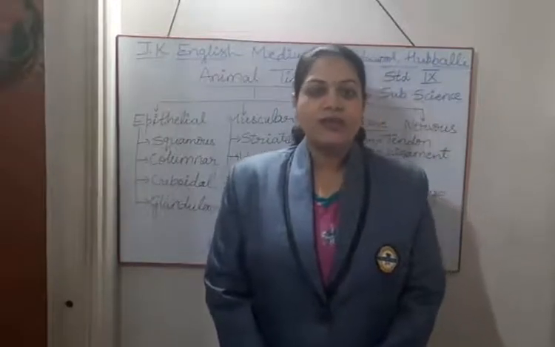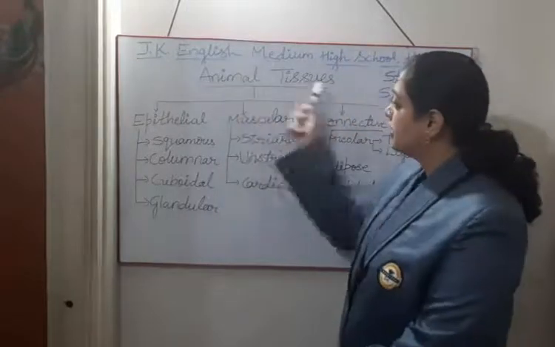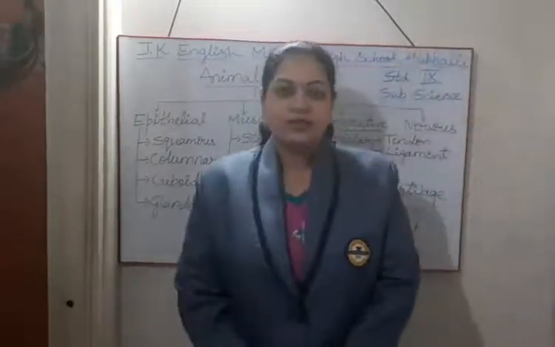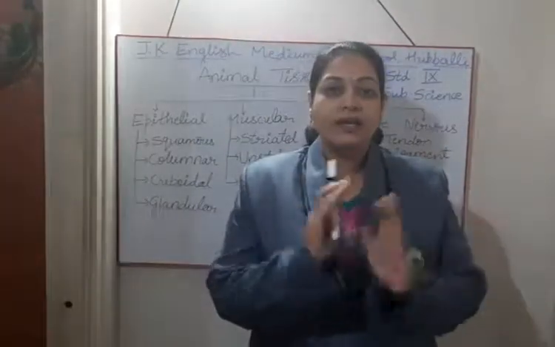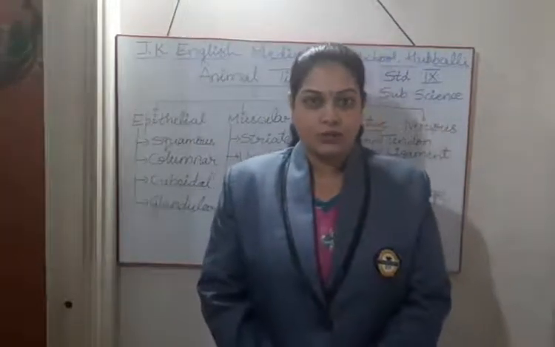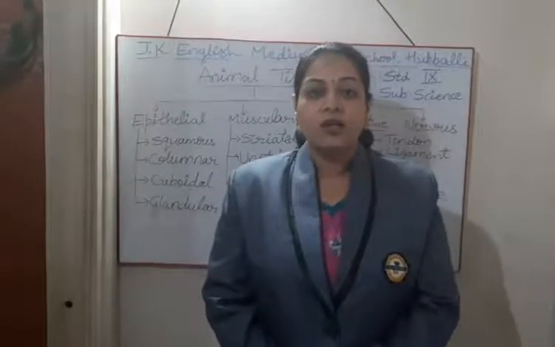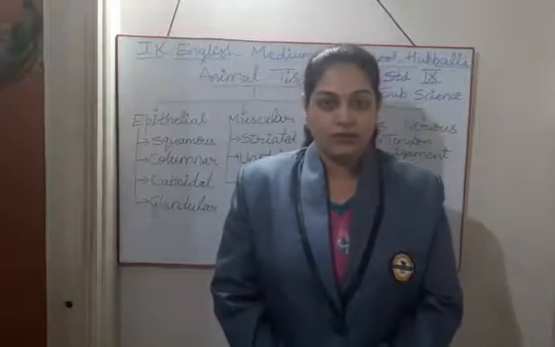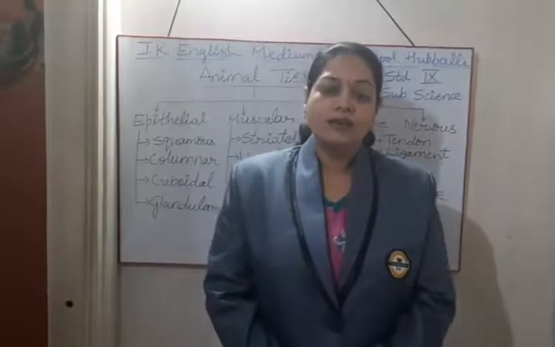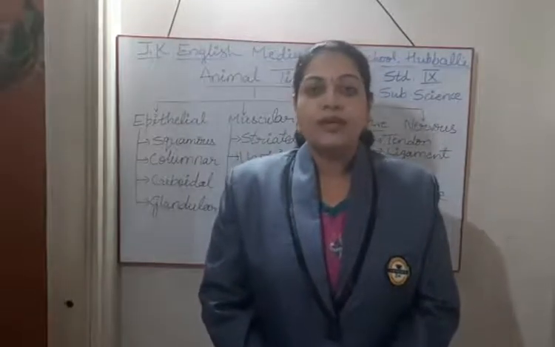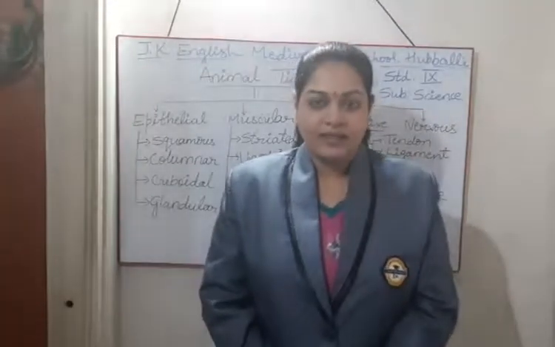Let us begin with the next part of the same chapter, that is animal tissues. See students, the animal body is more complicated compared with the plant body. That is why we find more types of tissues in case of the animal body. Let us take an example. We are taking the food. For what purpose do we take the food? To get the energy so that we can do the other activities, right?